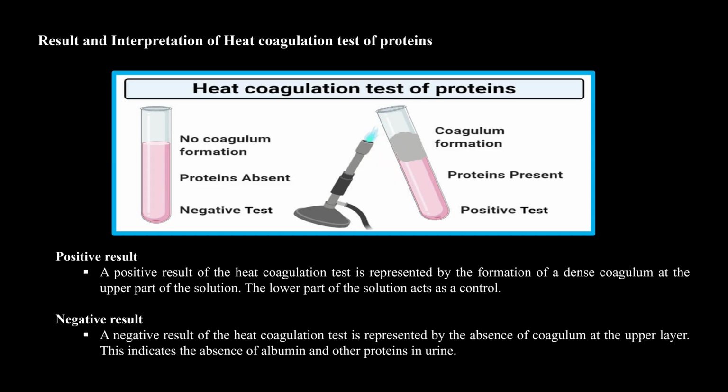The positive result of the heat coagulation test is represented by the formation of a distinct coagulum at the upper part of the solution. The lower part of the solution is kept as a control. The negative result of the heat coagulation test is represented by the absence of coagulum in the upper layer, indicating the absence of albumin and other protein in urine.